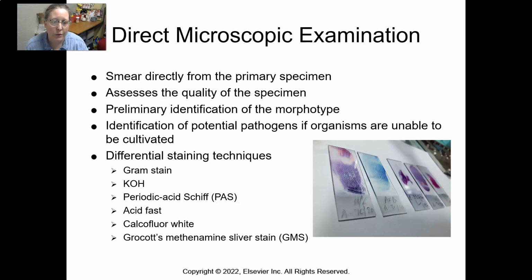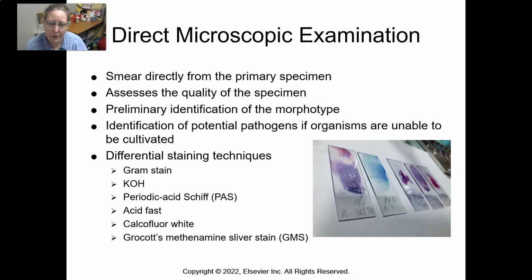And then, if we see pus cells, etc., that indicates it's a good specimen, that it was collected from the right area. And in there, we might also be able to identify some pathogens that are not easily cultivated, so certain parasites or things like that, right? And there are several differential staining techniques, like the gram stain and the acid-fast stain.